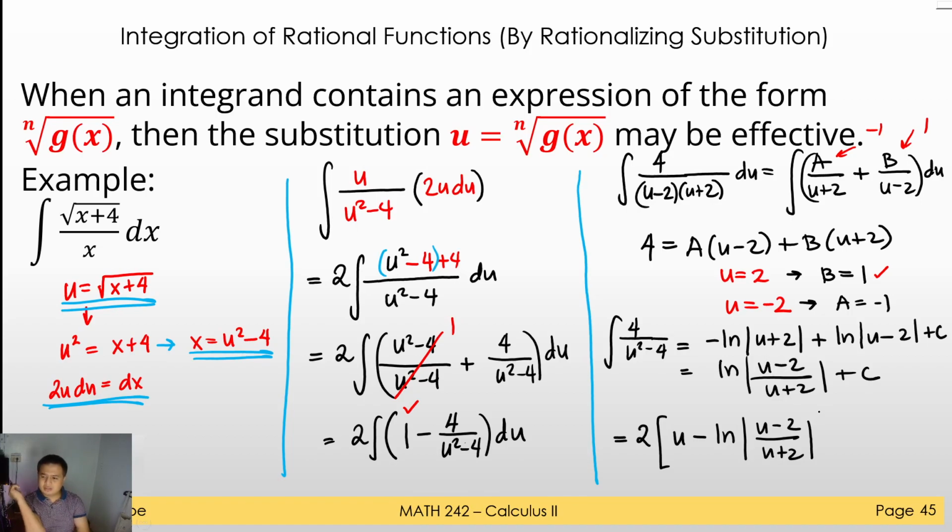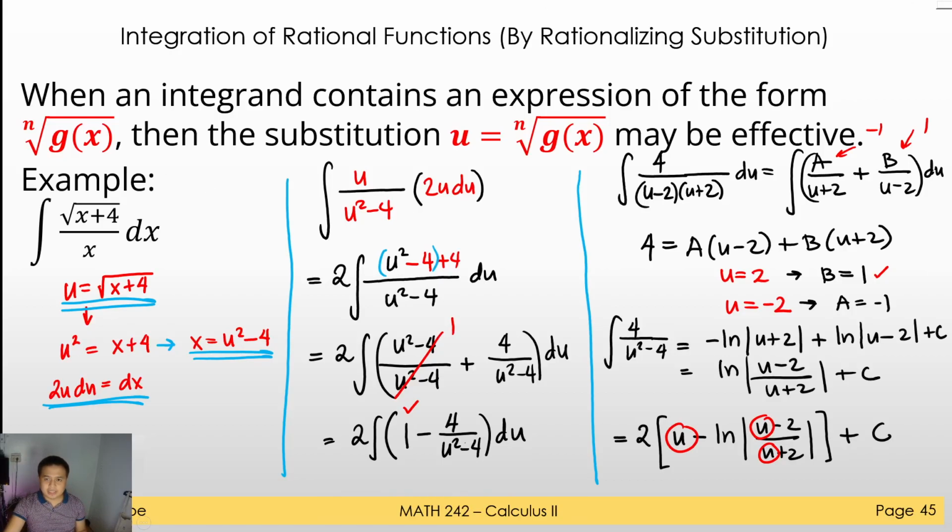What happened? Okay, let me just check this later now. Okay, this is correct, I think. Plus c. So you have to change the variables again from u to what? So u is equal to the square root of x plus 4.